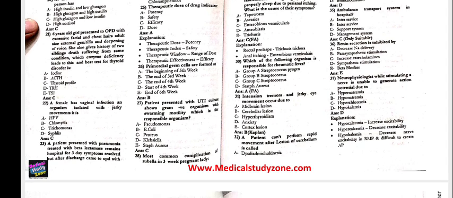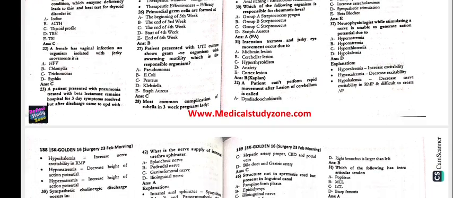21, a 6-year-old girl presented to the OPD with excessive facial and chest hair, adult size external genitalia and deepening of voice. She also gives history of 2 siblings' death suffering from the same condition. Which enzyme deficiency leads to this, and the best test for the thyroid disorder is, that is Charlie, thyroid profile. 22, a female has a vaginal infection and the organism isolated with the jerky movement is Trichomonas vaginalis. Charlie. 23, a patient presented with pneumonia treated with a beta lactamase remains hospitalized for 3 days.